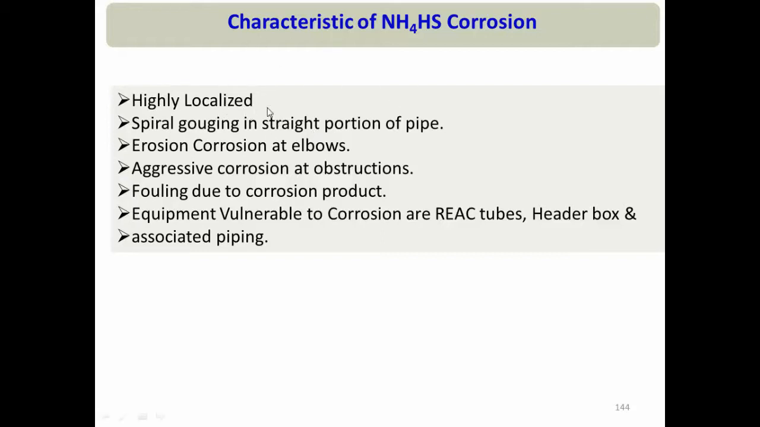Basically, ammonium bisulfide corrosion is highly localized in nature. In a straight portion of pipe, it forms a spiral gouging, and in the elbows, due to erosion corrosion, cracking leak may take place. Also fouling, we have already discussed, and the places where these take place are reactor effluent air fin coolers, or in the case of FCC overhead sections or delayed coker unit also overhead section.